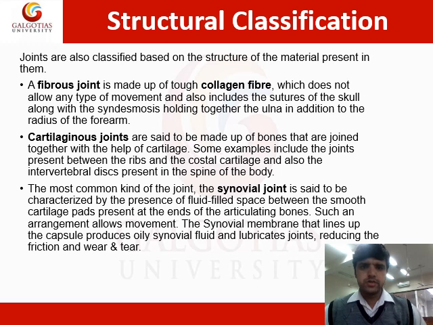Now we are going to discuss the structural classification. Joints are also classified based on the structure of the material present between the two bones. The first type of structural classification is the fibrous joint, which is made up of tough collagen fibers that do not allow any movement. It includes the suture of the skull along with the syndesmosis holding together the ulna and the radius of the forearm.